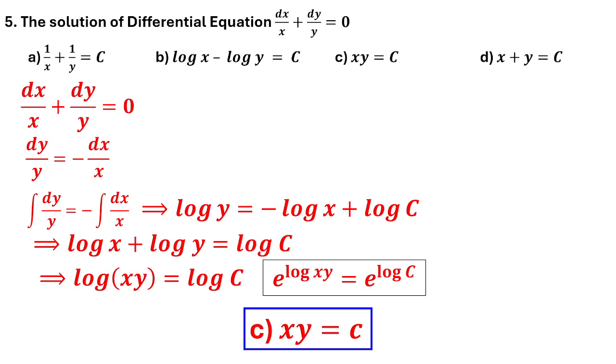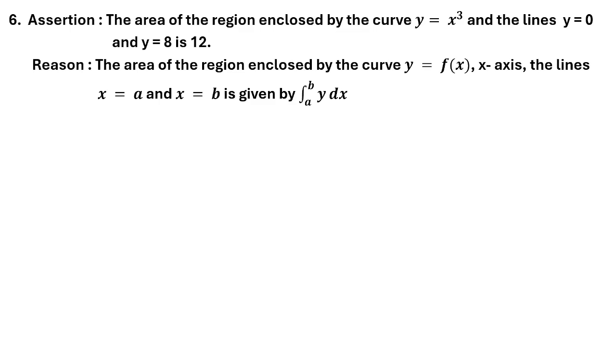Okay. Therefore, you should be a bit careful whenever the final answer is given. Suppose this question is asked for you to solve, you can directly write it as log x plus log y is equal to c and then come back. But this solution is given to you. Therefore, you have to take the constant as log c. Let us go to question number 6.